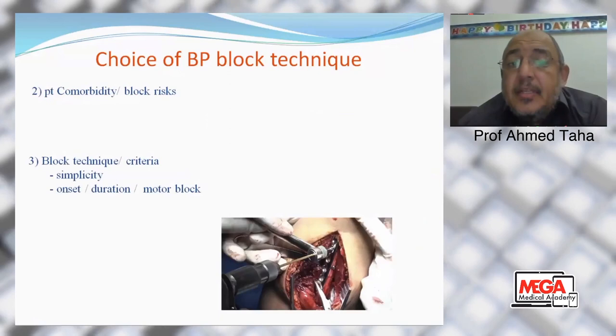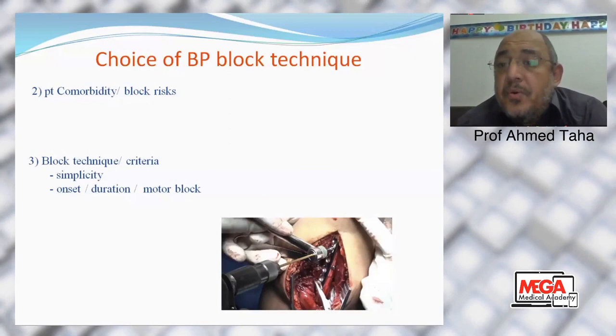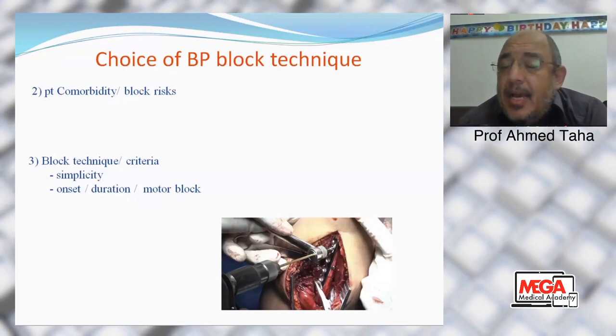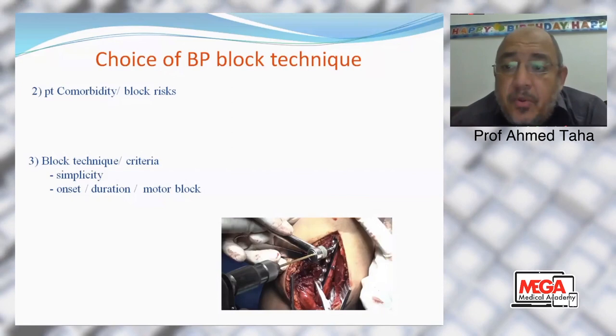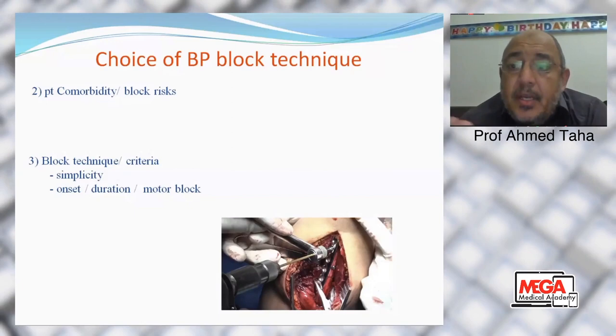The second thing that affects my choice of a block is the patient comorbidity versus the block risk. So if the patient has a bleeding tendency, I will not prefer to give, for example, an infraclavicular block. If the patient has COPD or limited respiratory function or ischemic heart disease, I will not prefer to give an interscalene block. So the patient comorbidity and the block risk is the second point.